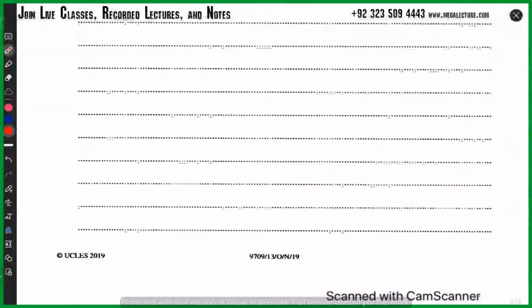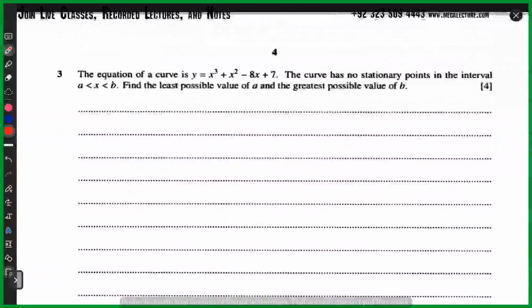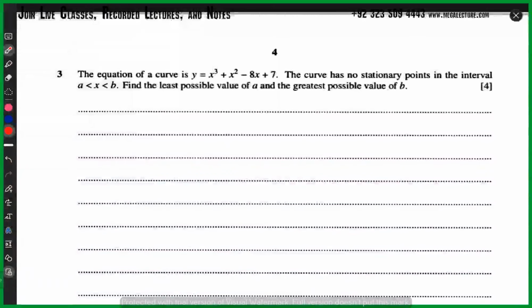Okay, now this is another question, again, extremely important. And here are the paper details. Okay. So let's talk about this question. It says the equation of a curve is y equals x cubed plus x squared minus 8x plus 7. The curve has no stationary points in the interval A to B. Find the least possible value of A and the greatest possible value of B. Just think about that, okay?